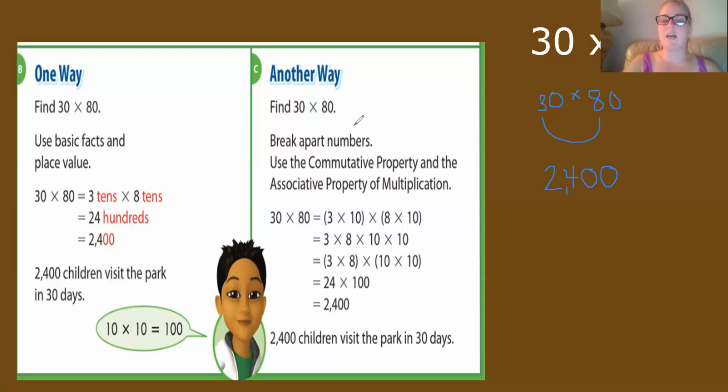This explains that if you use the break apart, you can use the commutative property and the associative property of multiplication. So I could take that 30 and I could take that 80 and I could break it up and I could multiply it in different ways. Honestly, I think the way our little trick that we just did is the easiest way for us to do it. So I really think we should stick with that.